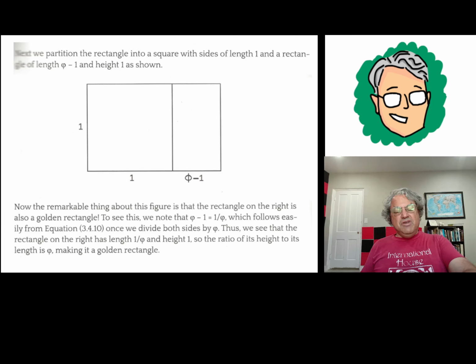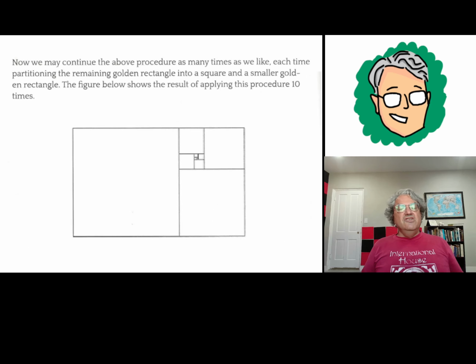There's no reason to stop after one step. You can do the same thing with the golden rectangle on the right and keep continuing as many times as you want. In theory, you can do it infinitely many times. Here's a construction where this is done 10 times. We started with a single golden rectangle. We partitioned a square on the left, and then we were left with another golden rectangle on the right. Then we did the same thing, this time partitioning a square out of the bottom part of the second golden rectangle, and we're left with a third golden rectangle in the upper right.